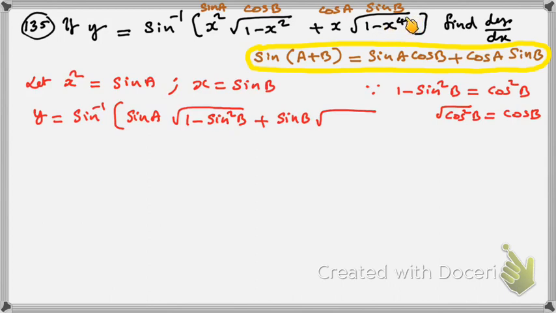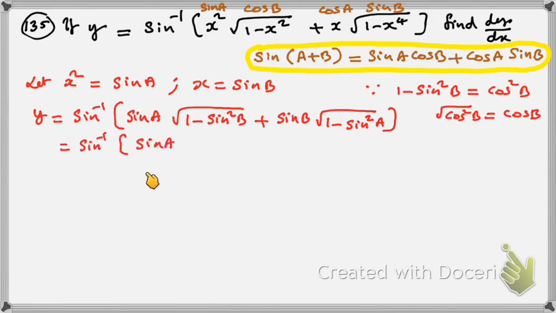I'm going to read this x raised to 4 as x square the whole square, and x square is sine A. So this is going to be 1 minus x square the whole square. X square is sine A. So 1 minus sine square A. Now it is easy. This is the difficult step. The rest of it is very simple.